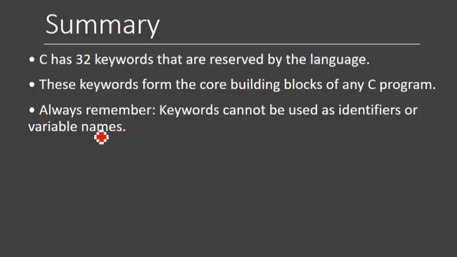Finally, there are 32 keywords in the C language. They are reserved and predefined. Each keyword has a specific meaning. These keywords form the core building blocks of any C program. Keywords must be written in lowercase, and keywords cannot be used as function names or variable names.